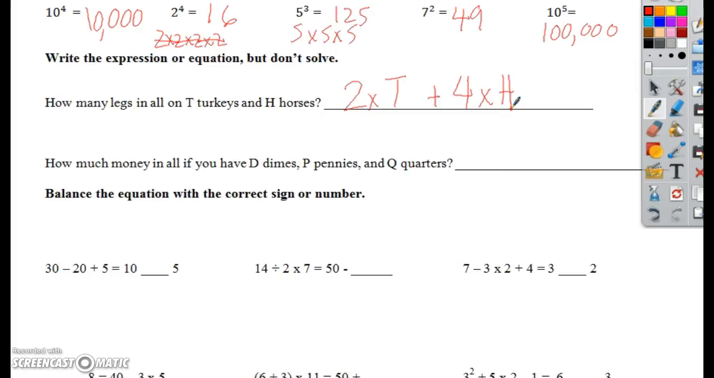How much money in all do you have if you have D dimes, P pennies, and Q quarters? Well, dimes are worth 10, so 10 times dimes, plus 1 times the pennies, plus 25 times the number of quarters you got.